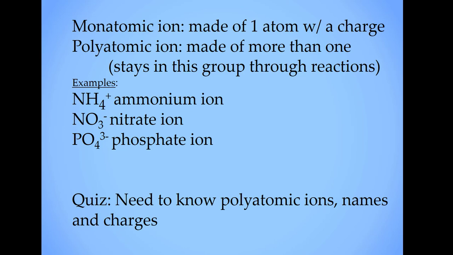Let's look at the difference between a monatomic ion and a polyatomic ion. So a monatomic ion is what we have been working with so far. So you just have one element and that element has a charge. So you have an ion. So let's look at a polyatomic ion. A polyatomic ion is a little group that stays together throughout reactions. And so when we write the polyatomic ion, you always want to write it together as a group. And if you need more than one polyatomic ion, you're going to use parentheses to keep it together.